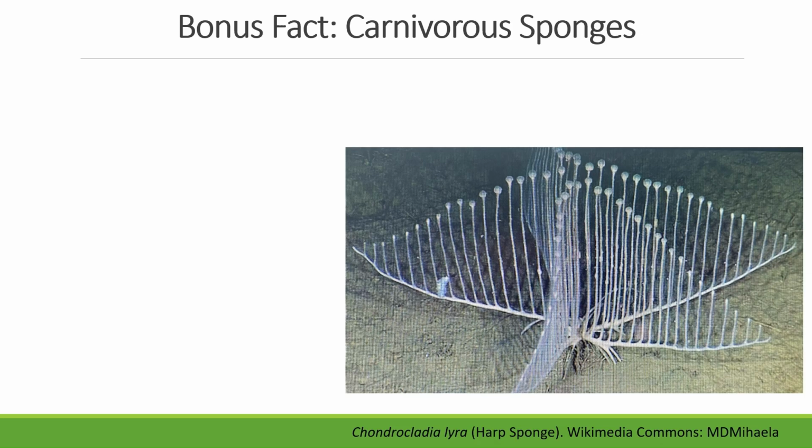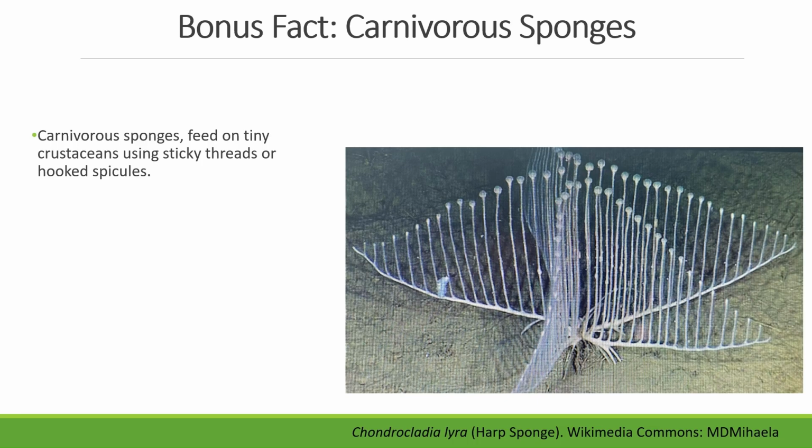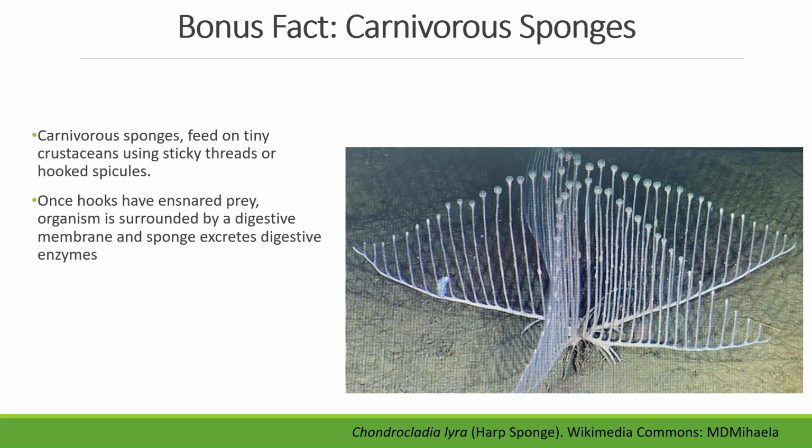Another fun fact about sponges that won't be tested directly on an exam or a quiz is that while most sponges are filter feeders, evolution has produced some surprising exceptions. There are about 150 species of carnivorous sponges that have given up filtering tiny bacteria and instead catch larger prey, mainly tiny crustaceans. These sponges use sticky threads or hooked spicules to snare passing animals.